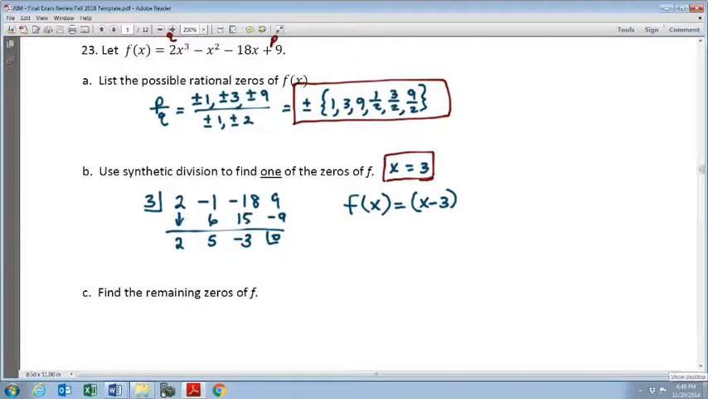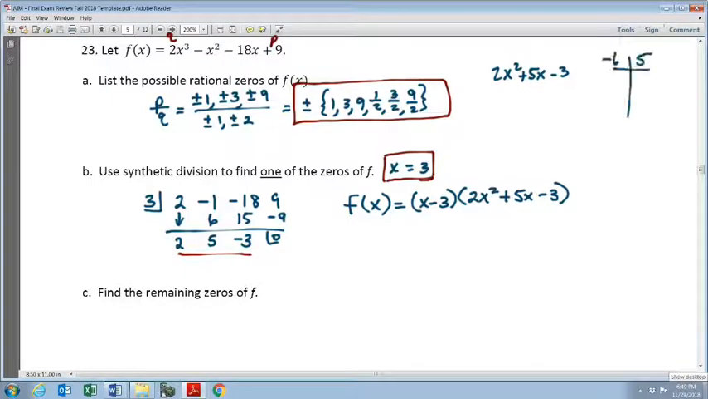And then our answer is what we're going to be using to get the other factors, or other zeros. And so we need to factor 2x squared plus 5x minus 3. So here AC is going to be -6. And b is 5, and so we need two numbers that multiply to -6 and add to 5. The numbers that are going to work here are -1 and 6. Notice -1 times 6 is -6, and -1 plus 6 is 5.